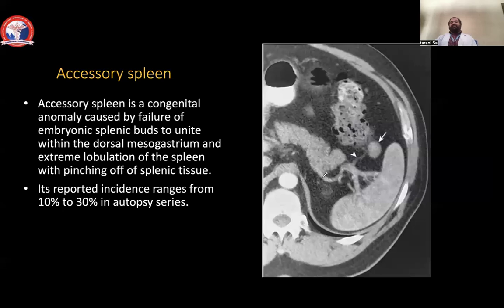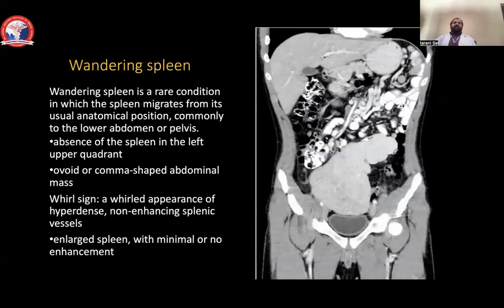This is the axial CECT abdomen taken in the venous phase, showing the spleen, and there is a small round soft tissue density nodule noted adjacent to the spleen, similar to the splenic echotexture and enhancement. Wandering spleen.